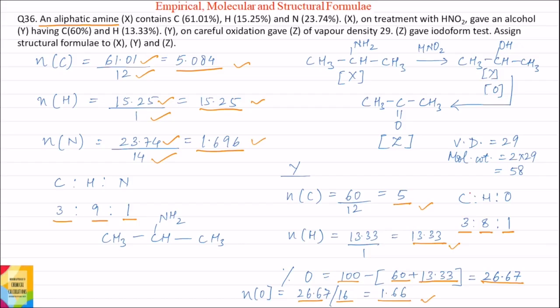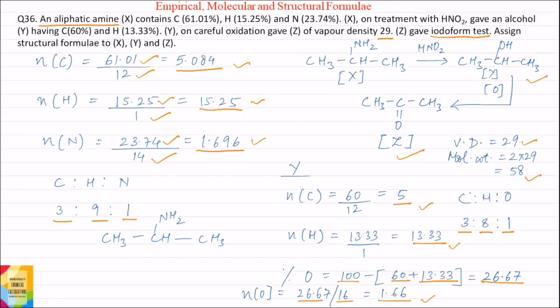Y on oxidation gives Z, which gives iodoform test and whose vapor density is 29. So vapor density is 29, and molecular weight will be 2 into vapor density, that is 2 into 29, which is equal to 58. Now Z gives iodoform test and it is formed by the oxidation of an alcohol, which means Z is a methyl ketone, and since it is a 3 carbon compound, the structure of Z will be CH3COCH3. So Z is acetone, and Z is formed by oxidation of Y, or on reduction of Z we get Y. So the structure of Y will be CH3CHOHCH3.